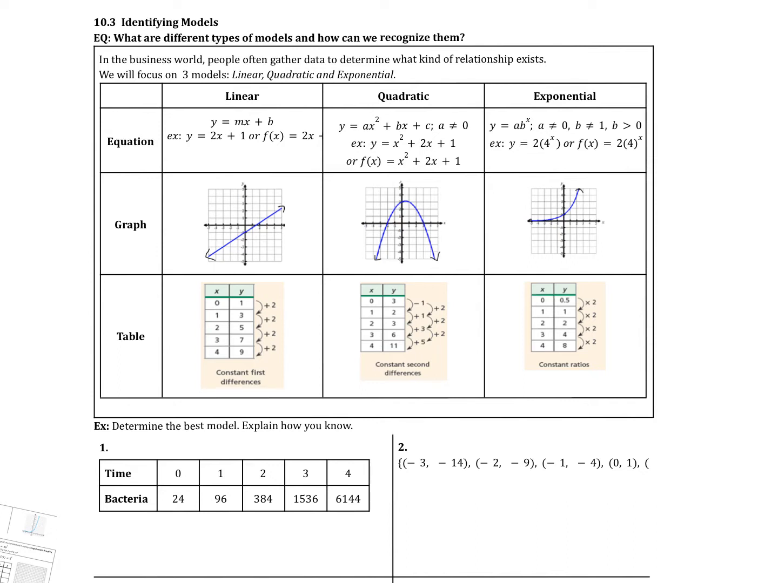So let's look a little bit more in depth on each of these 3 models, because these 3 models are really commonly used in the business world. You'll see things like this when you're analyzing different kinds of data. Depending on where your path takes you, this is the type of thing you will see.